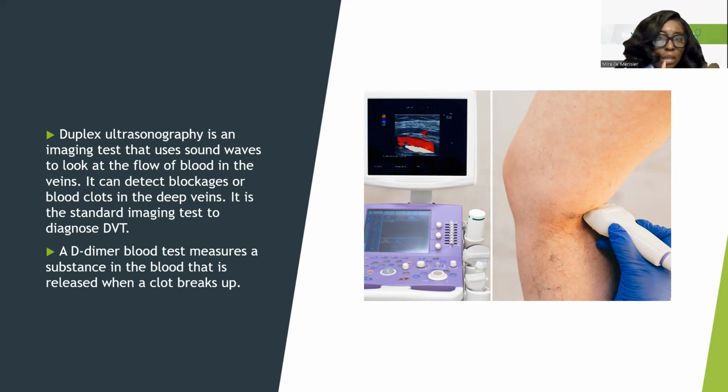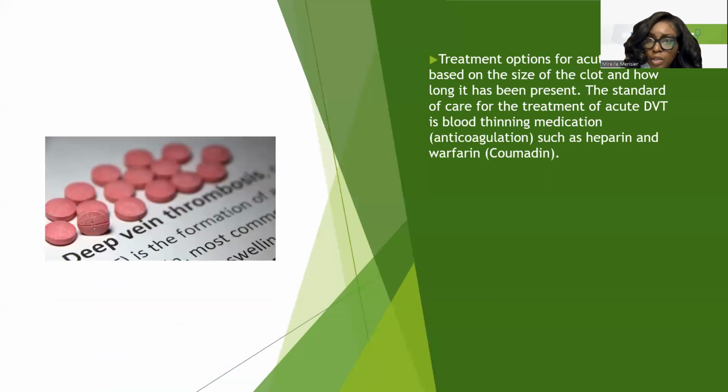And remember, no disease process can be diagnosed without what? Tests. Learn the tests when you study something. How is a patient diagnosed? They're not diagnosed until the tests come back what? Positive. And another test you need to make sure you're familiar with for DVT is a D-dimer. It's a blood test that measures, again, a substance that's released when the clot breaks up. So a D-dimer and an ultrasound. Okay, when those come back positive, it means the patient has a DVT. So we look at the treatment options, right, for DVT. What are the important things that I have to know? The treatment options for acute DVT are based on the size of the clot and how long it has been present.